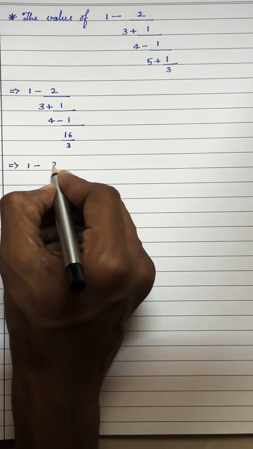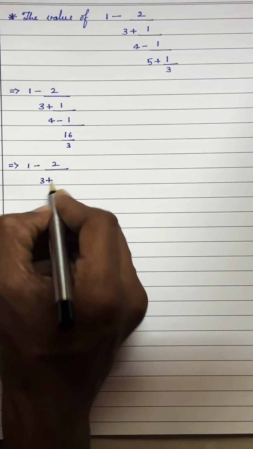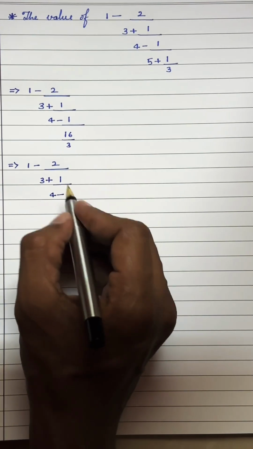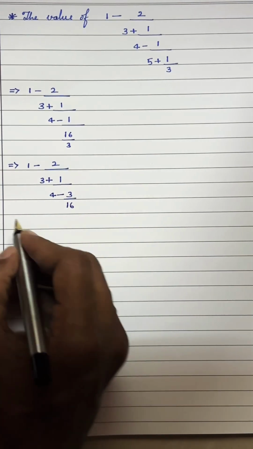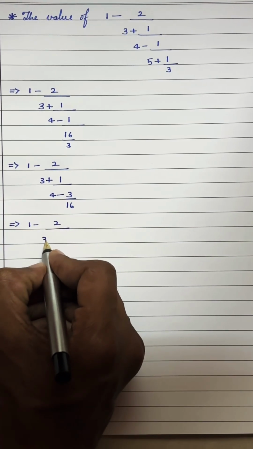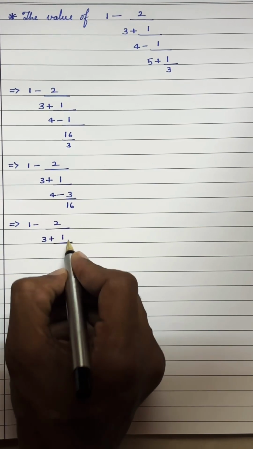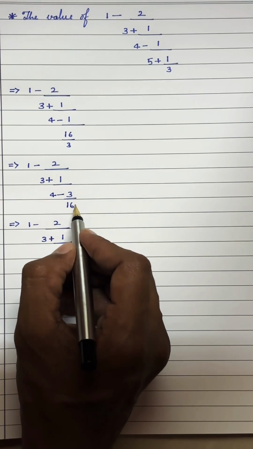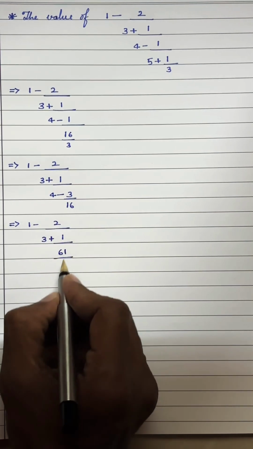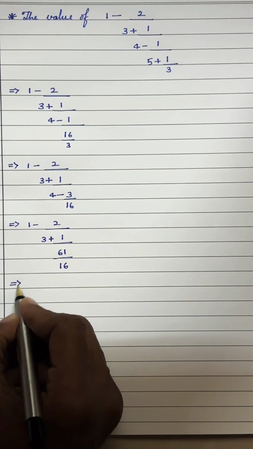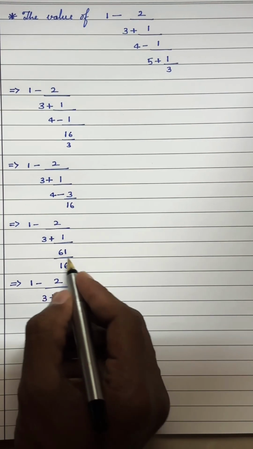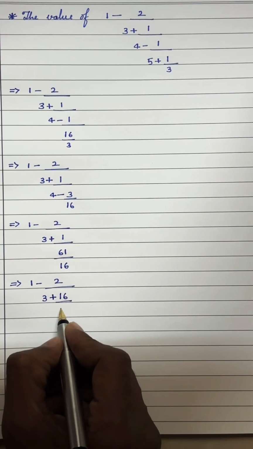1 minus 2 by 3 plus 1 by 4 minus, here 16 by 3 becomes 3 by 16. 1 minus 2 by 3 plus 1 by 4 minus 3 by 16. We have to solve this. 16 times 4 is 64, minus 3, it's 61 by 16. 1 minus 2 by 3 plus, it becomes 16 by 61.